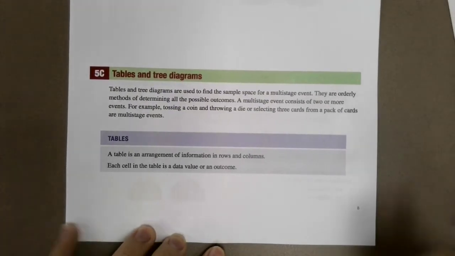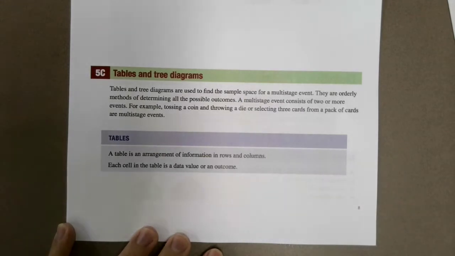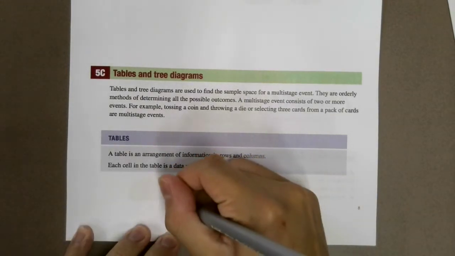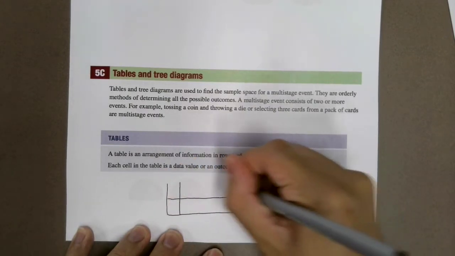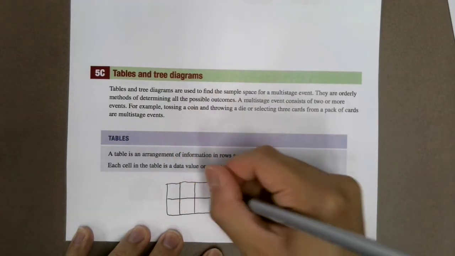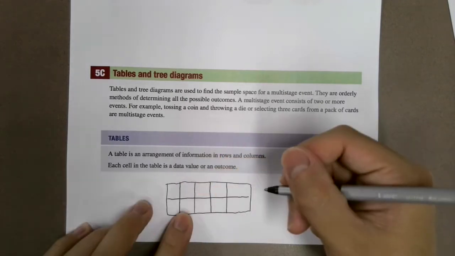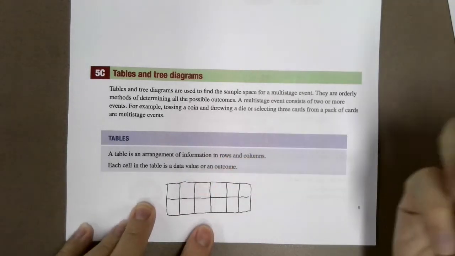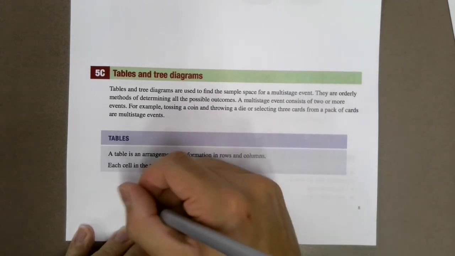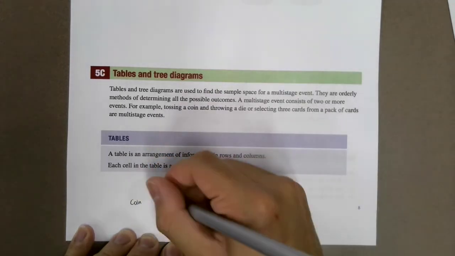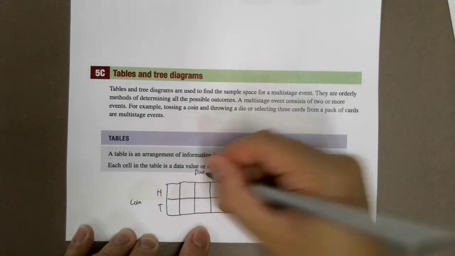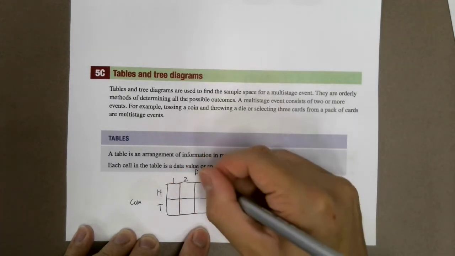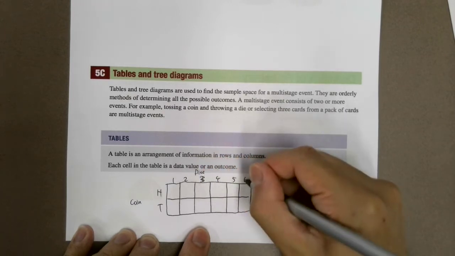Now, if you have done the homework questions properly, you may remember there was a multi-stage event which consisted of flipping a coin and also rolling a dice. And we worked out that there were 12 different outcomes from that scenario. Now, when we are talking about a coin toss, there's normally two options, heads or tails. And when we are talking about rolling a dice, there are normally 6 options.